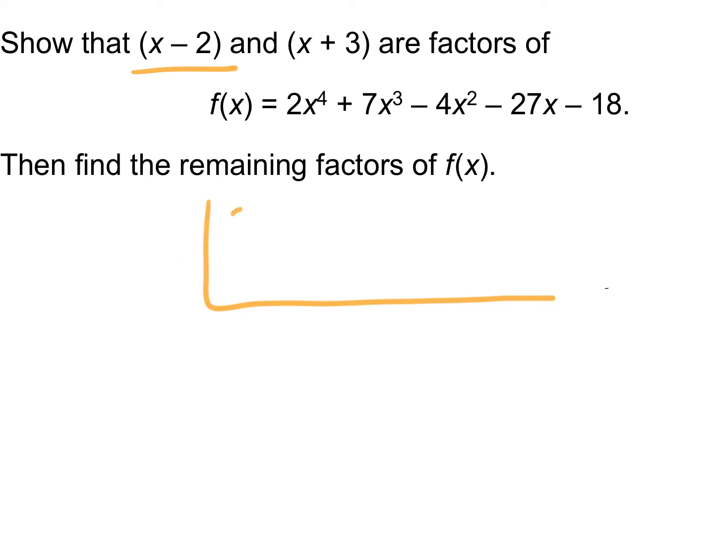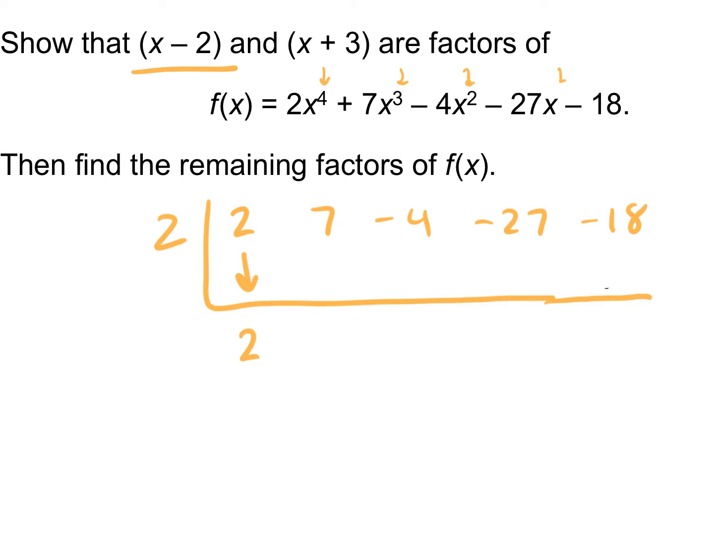So inside my box I have 2, 7, negative 4, negative 27, and negative 18. Always make sure that all of your variables, the degrees, are represented. So I have 4, 3, 2, just x, and our constant. So everything's good. I don't have to plug in any zeros in here. What's going to go on the outside? Positive 2. Perfect. So we start by dropping down the 2.